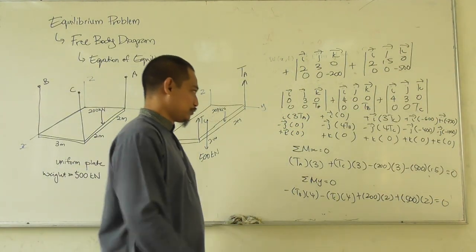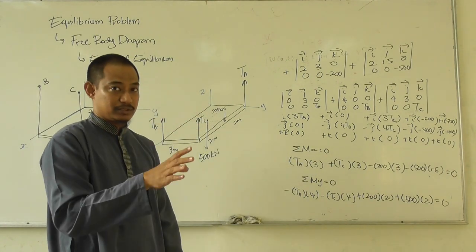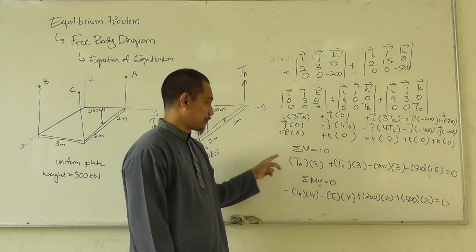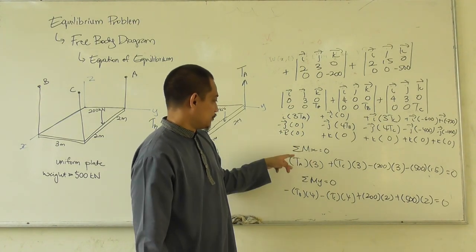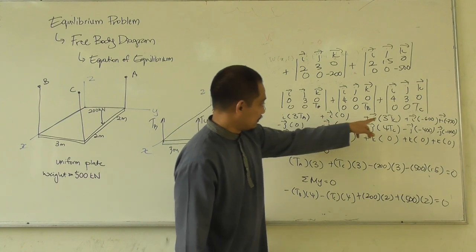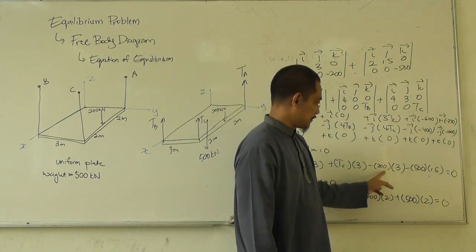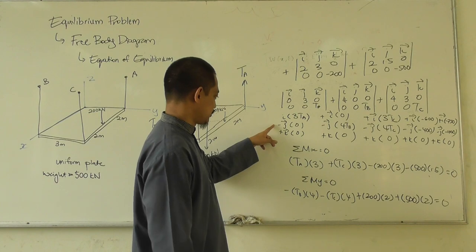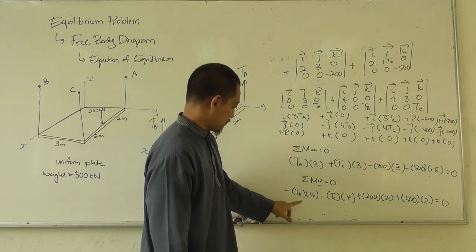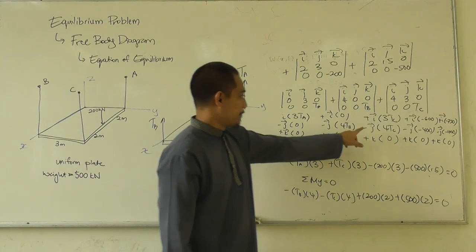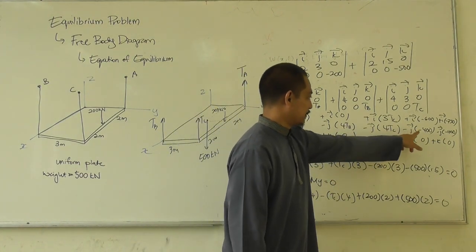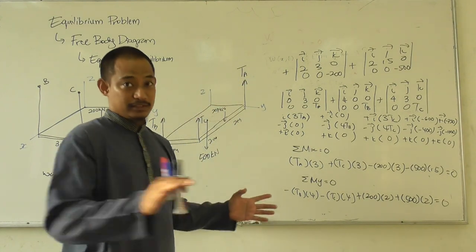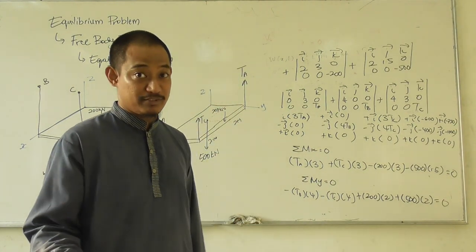If you notice this one, if you do the matrix way, you will end up with this kind of thing where for i, the space should be similar to this summation of Mx, because it's moment about x. You'll notice 3PA, 3TC, minus 600, minus 750, right? And then for j, it is summation of My, so you have minus 4TB, minus 4TC, plus 400, plus 1000, right? It will be exactly the same as the equation we have seen, right?